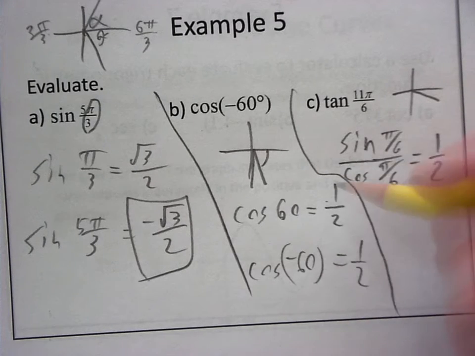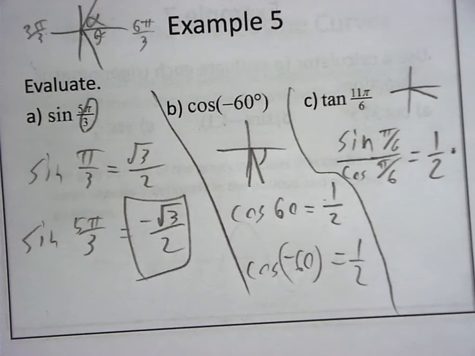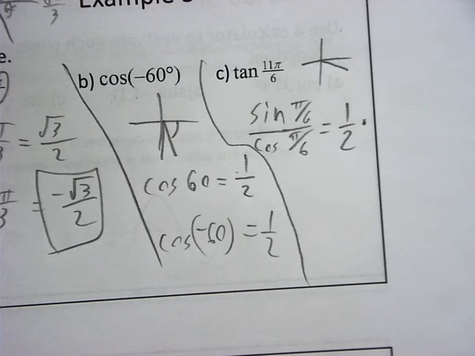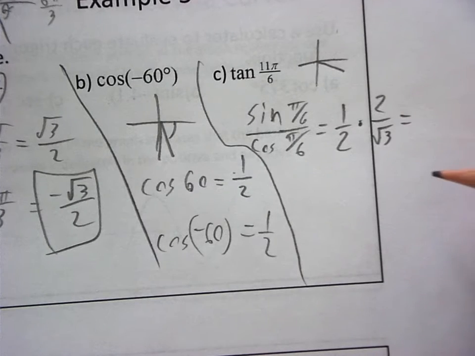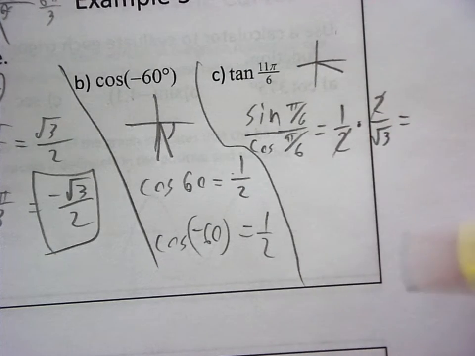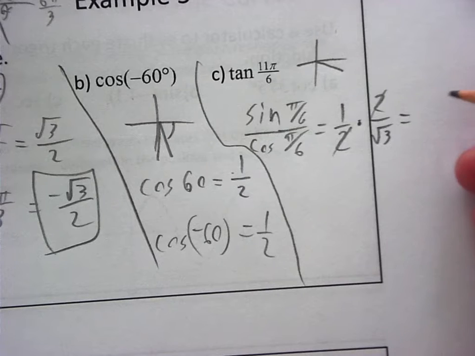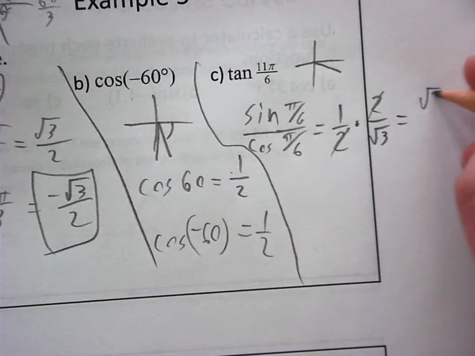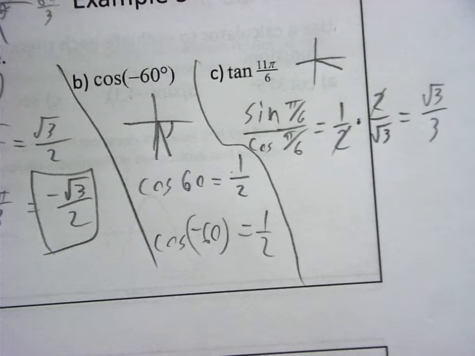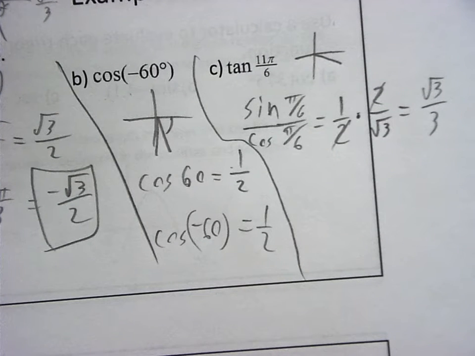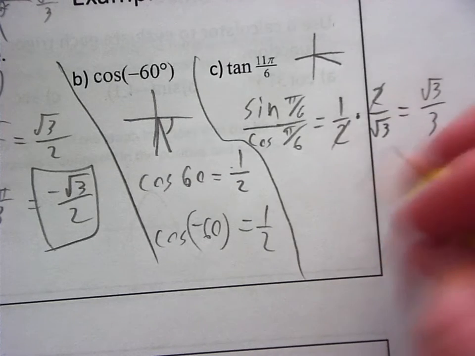I'm going to change the format of this a little bit. Instead of dividing 1/2 by the cosine, I'm going to multiply by its reciprocal. What's cosine of pi over 6? Square root of 3 over 2. So when I multiply by its reciprocal, I'm going to multiply by 2 over the square root of 3. The 2's go away. 1 over the square root of 3 simplifies to what? Square root of 3 over 3. So my answer is negative square root of 3 over 3. Why? Because it's in the fourth quadrant, and tangent in the fourth quadrant is negative.